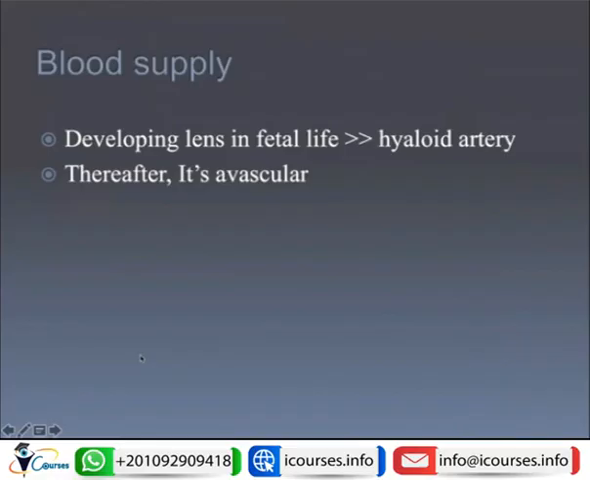Blood supply of the lens. So the lens is an avascular structure, and this is important to maintain transparency, but the lens is supplied during the embryonic life by an artery that is formed during the embryonic life and disappears later on, which is called the hyaloid artery. So the hyaloid artery will form what's called the tunica vasculosa lentis, which is a vascular bag that encloses the lens and supports the growth of the developing eye, and this will be discussed in the embryology.